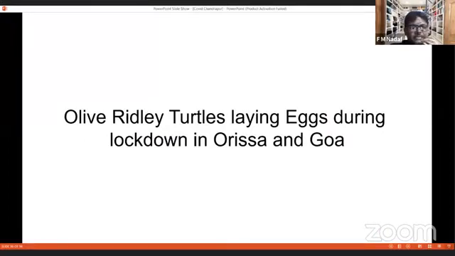There are two places in India known for olive ridley turtles. One is Orissa and the second one is Goa.